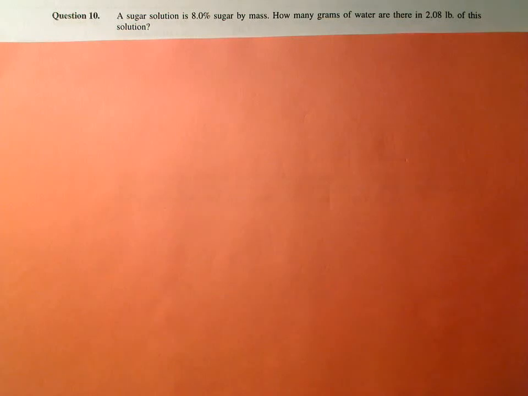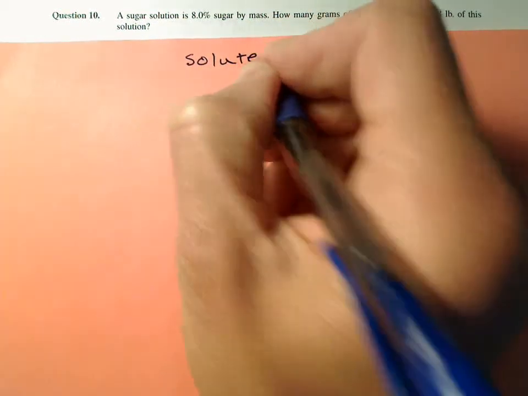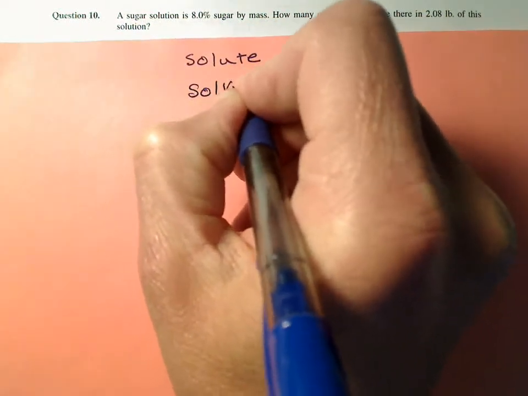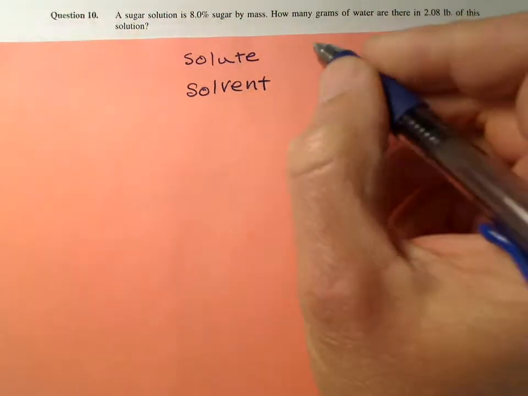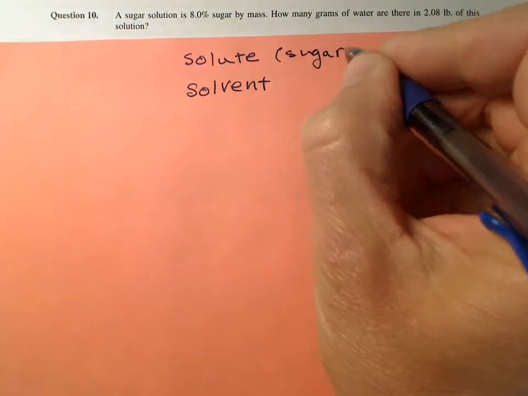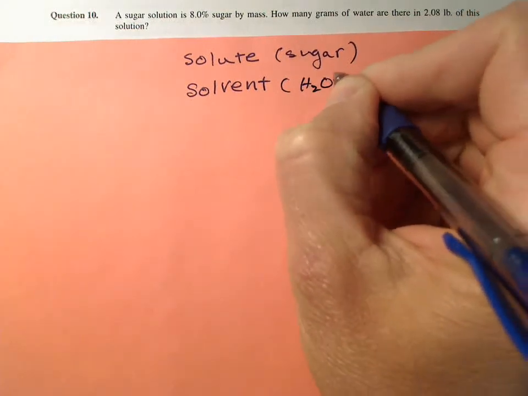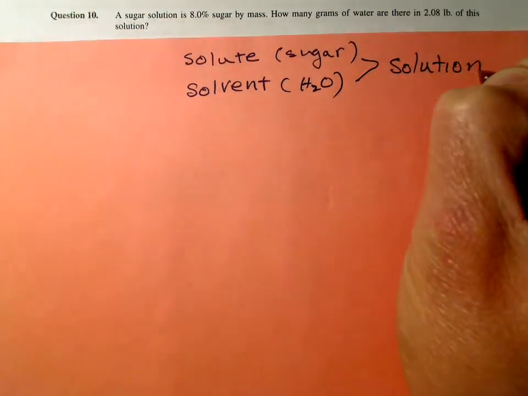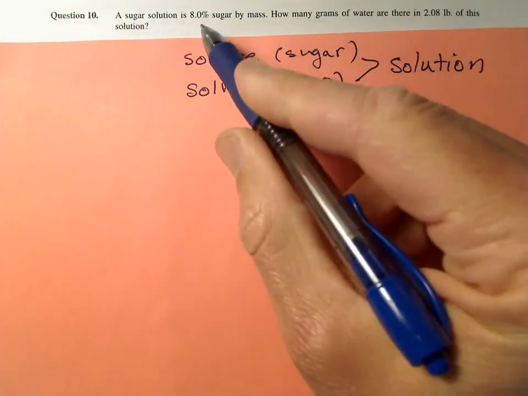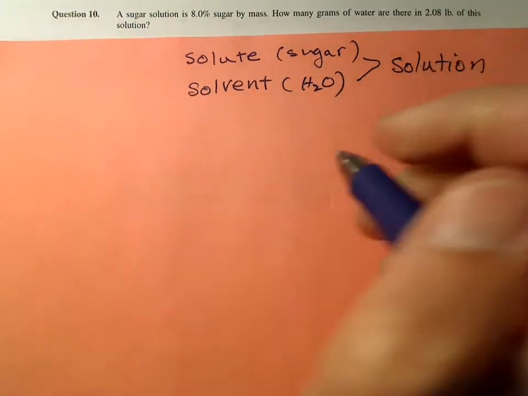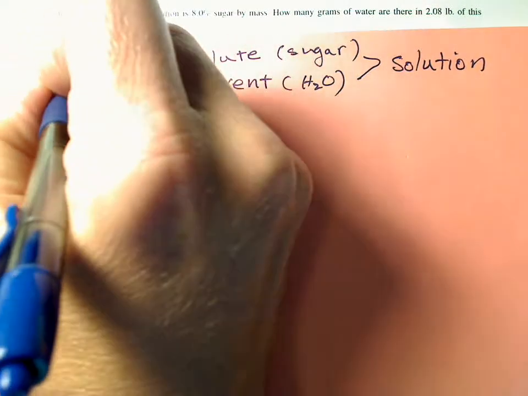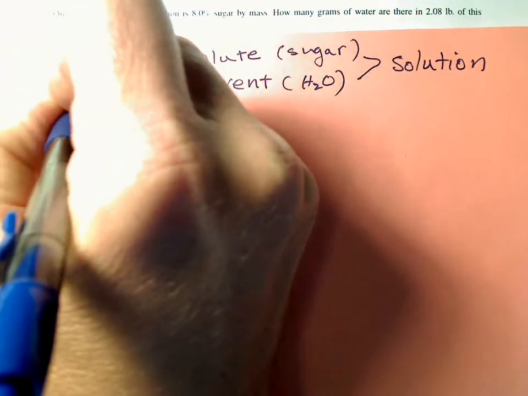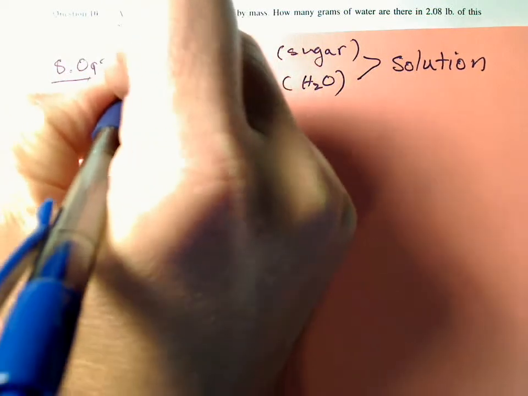Okay, so the solution, remember, a solution is made up of two parts. You've got solute, in this case the sugar, and solvent, in this case the water. So sugar is the solute, water is the solvent, and together we make the solution. When we see an 8.0% sugar solution, that means they're mass units. So we can say 8.0 grams of sugar per 100 grams of solution, SOL apostrophe, solution.